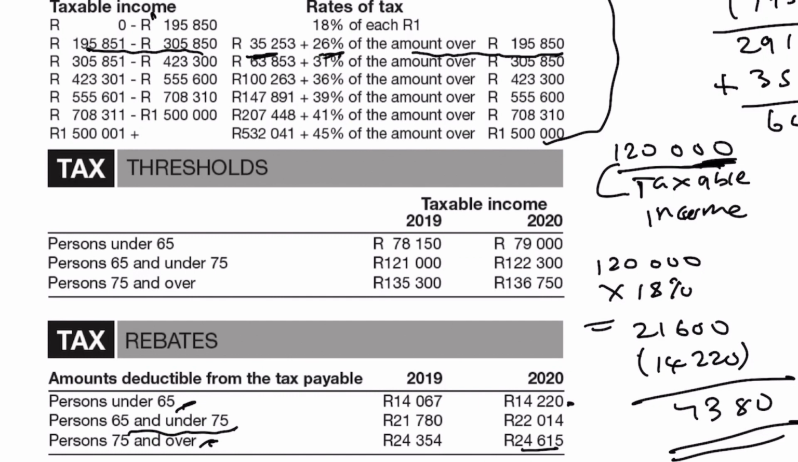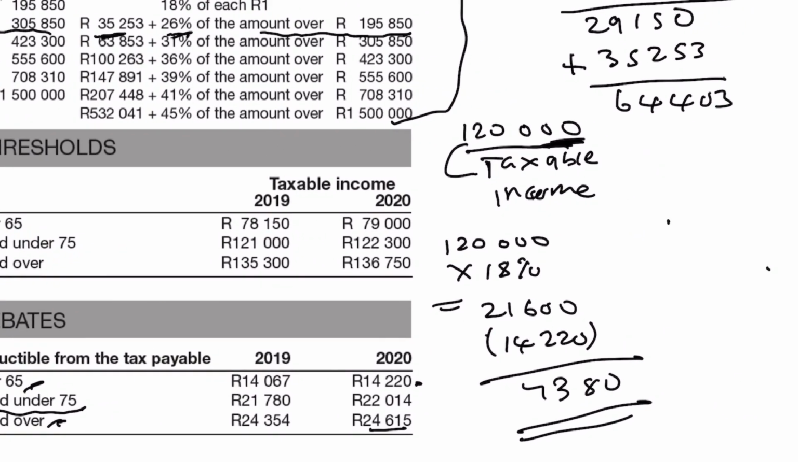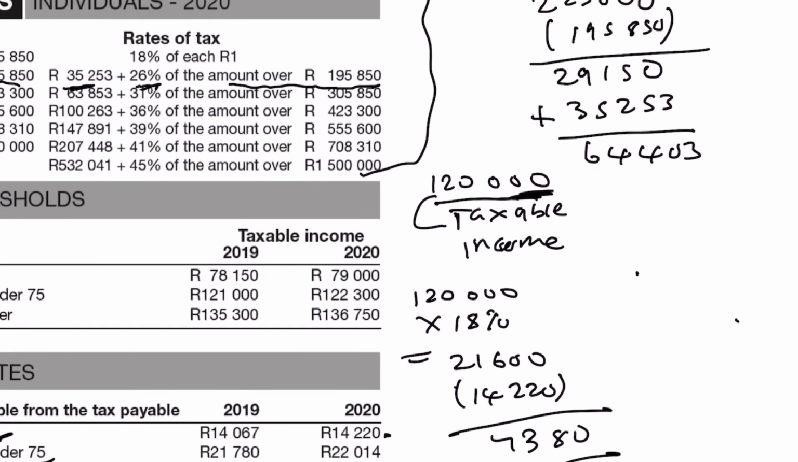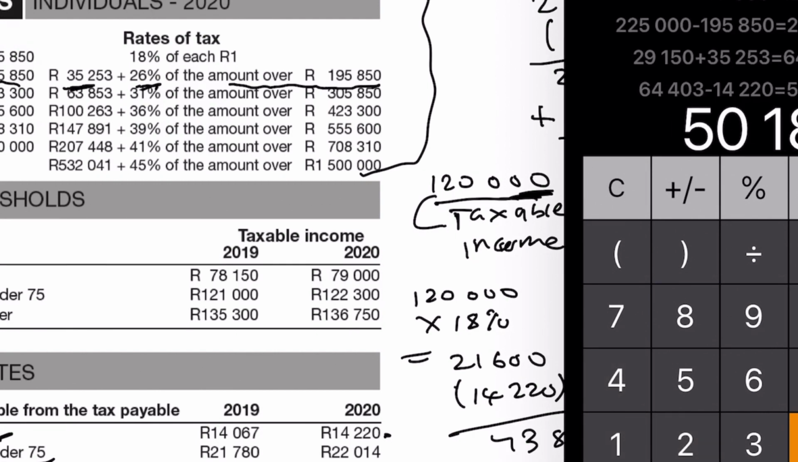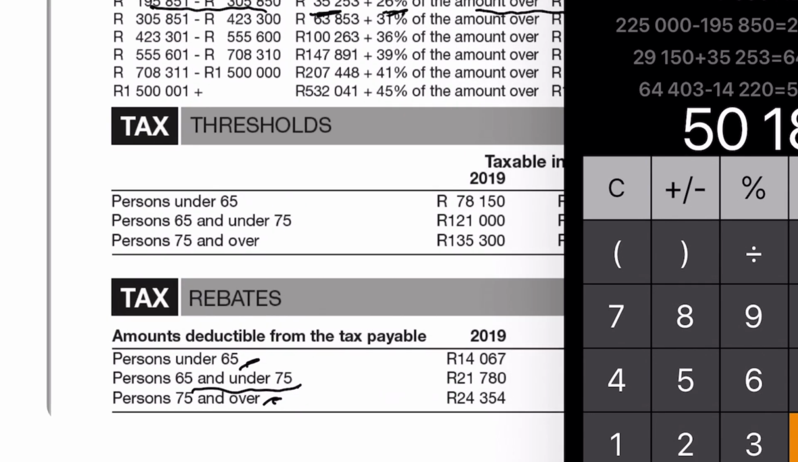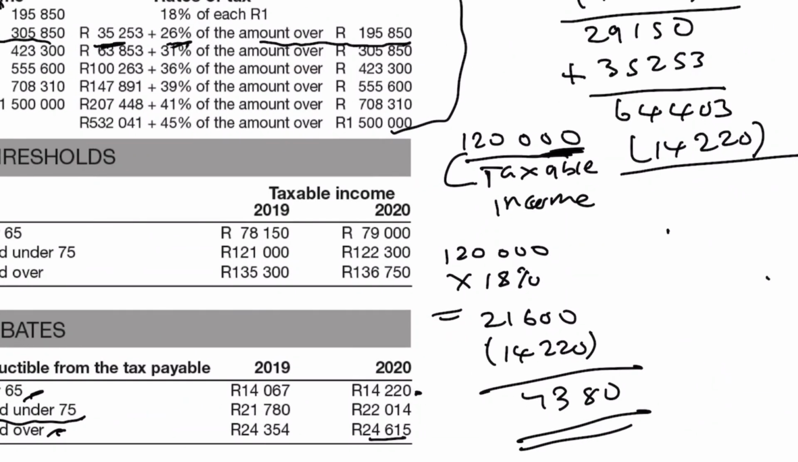But remember, from the tax amount, you still need to deduct your tax rebate of, let's say this person is below the age of 65 years. So you'll still deduct 14,220. 64,403 minus 14,220. So the tax for the whole year is 50,183. So that's your tax payable for the year.